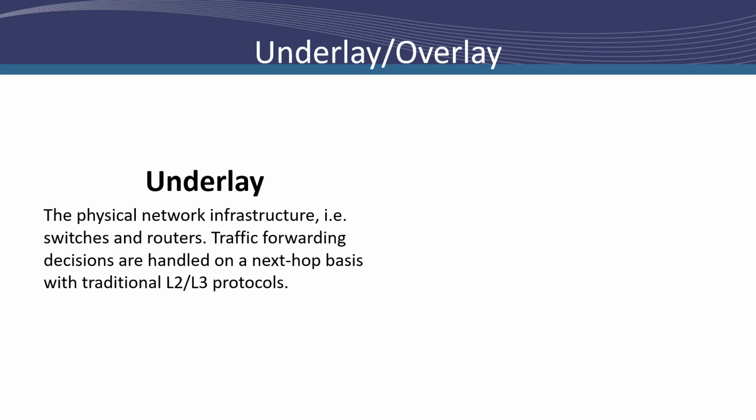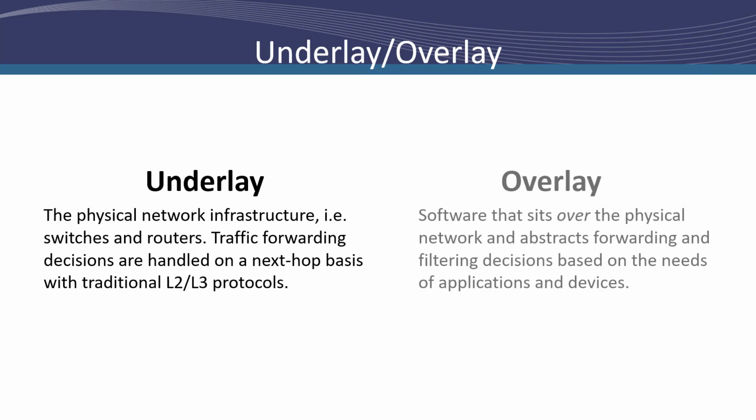Traffic forwarding decisions are handled on a next hop basis with traditional layer 2 and layer 3 protocols. Now for the overlay, I define that as software that sits over the physical network and abstracts forwarding and filtering decisions based on the needs of applications and devices. When we get a little further into this presentation, we'll actually discuss a couple of practical applications for each.